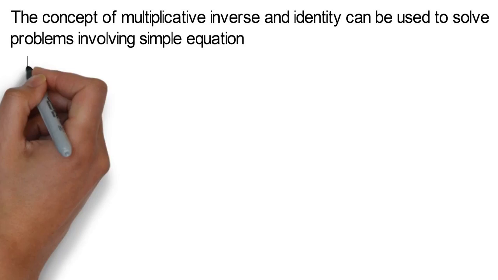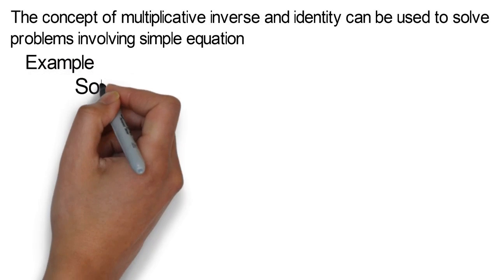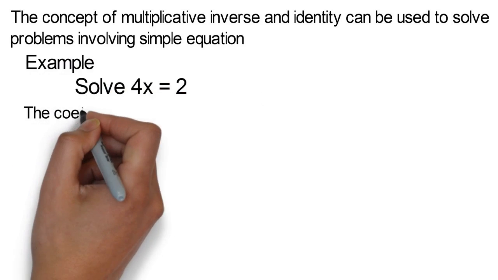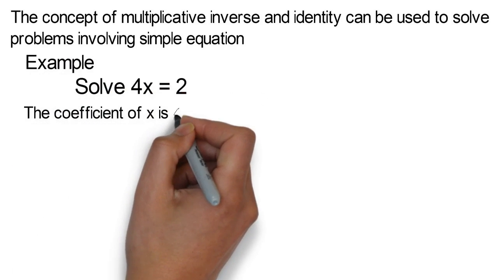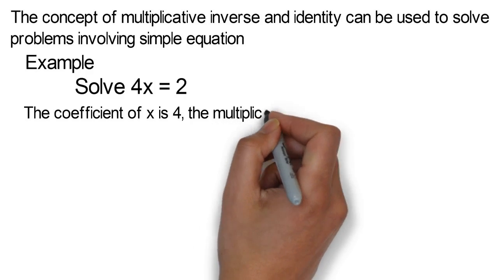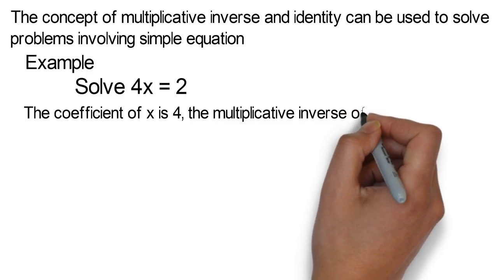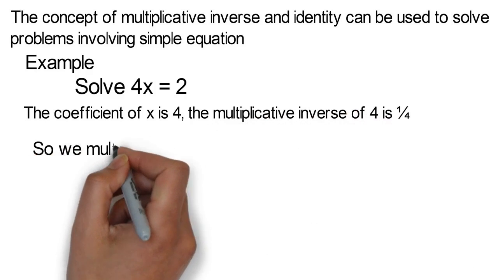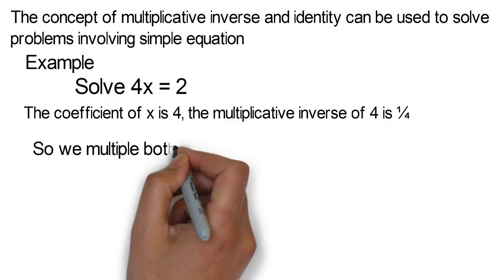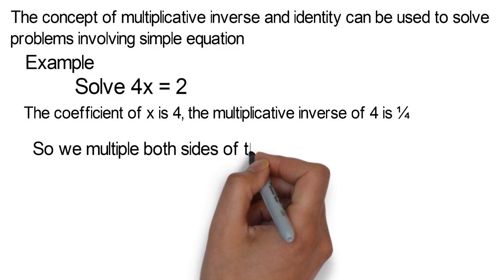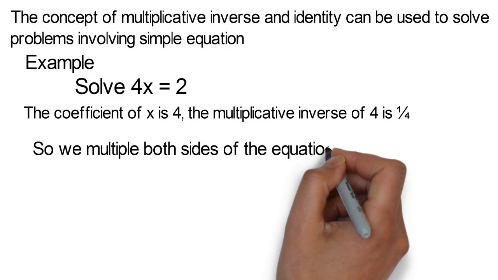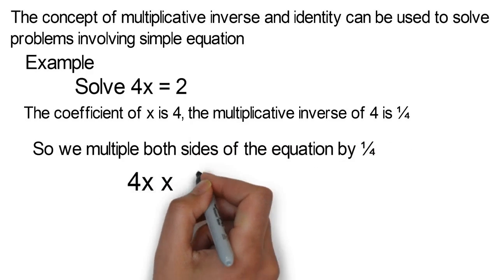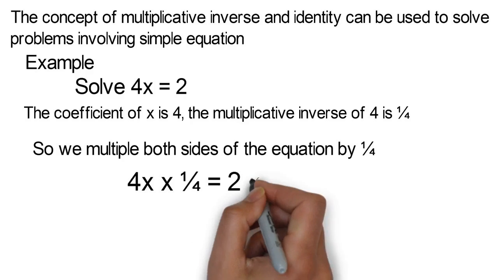Example: solve 4x equals 2. The coefficient of x is 4. So we find the multiplicative inverse of 4. So the multiplicative inverse of 4 is 1 over 4. So we multiply both sides of the equation by 1 over 4, so we have 4x times 1 over 4 equals 2 times 1 over 4.